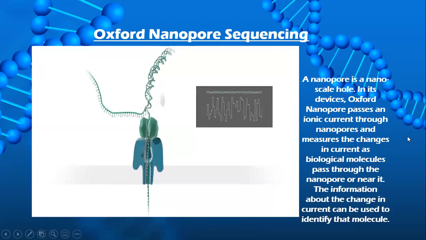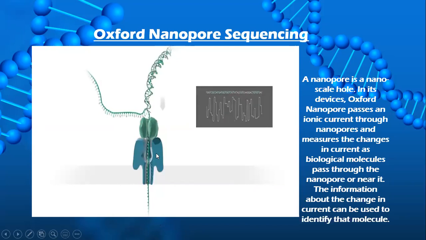And finally, coming to the Oxford Nanopore sequencing. So what is a nanopore? A nanopore is a nanoscale hole. Oxford Nanopore passes an ionic current through the nanopores, and then measures the changes in the current as the biological molecules pass through it. This information about the change in current can be used to identify that molecule.